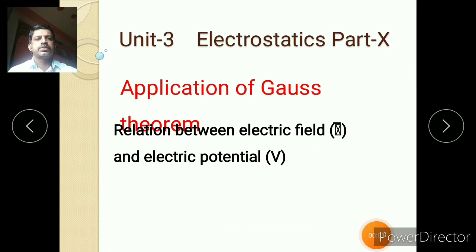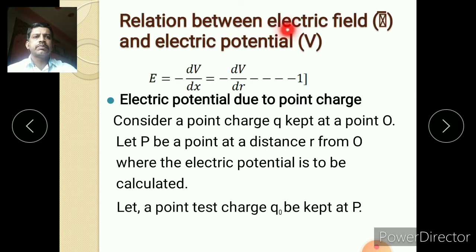Hello friends, now we see Unit 3 Electrostatics, Part 10, the last part of this chapter, after application of Gauss theorem: the relation between electric field E and electric potential V. Here E is equal to minus dV by dx, or equal to minus dV by dr. We consider it as equation number 1.